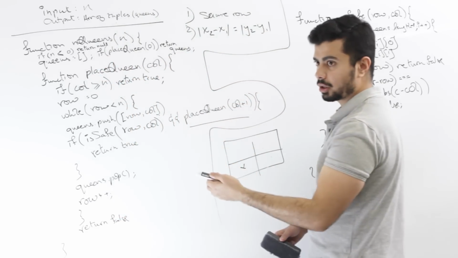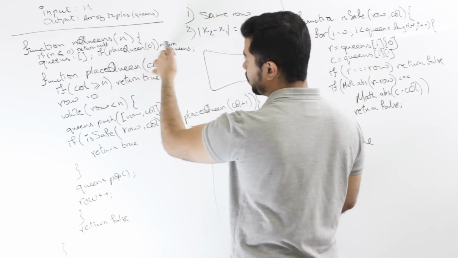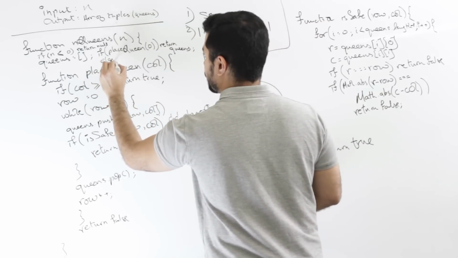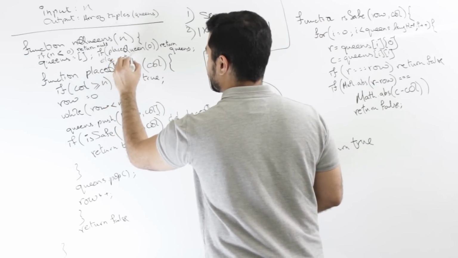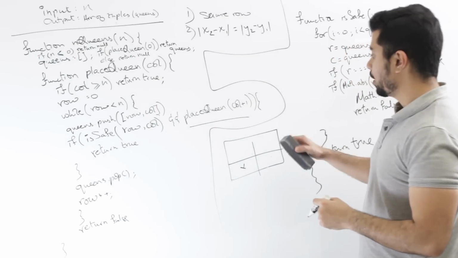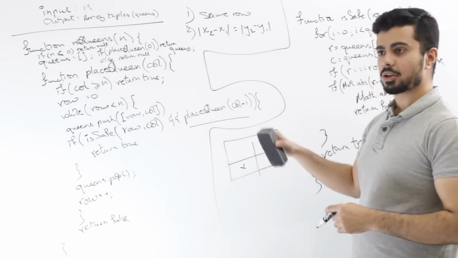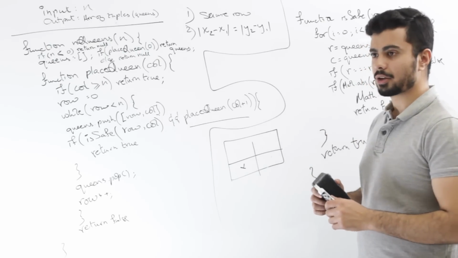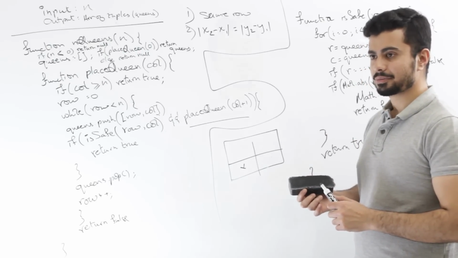So I need an else condition here to say if placeQueen(0), return queens, else return null, right? Yep. And I think the other scenarios we actually tested already in our conversation. So I'm pretty confident that this algorithm now works. Yeah, it looks good to me as well.